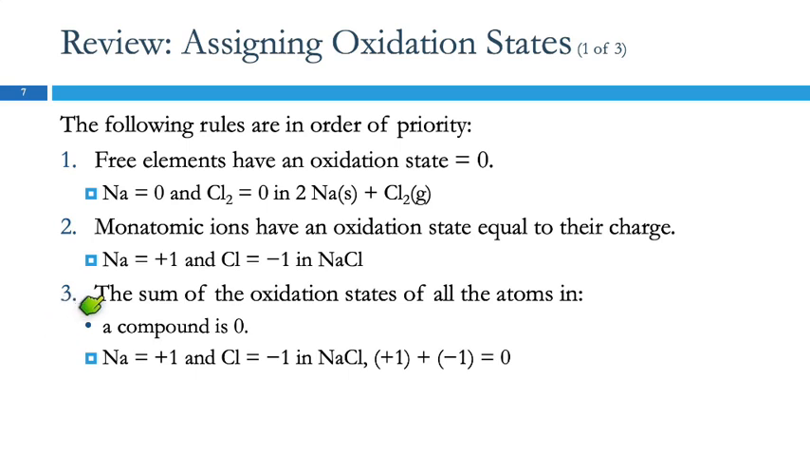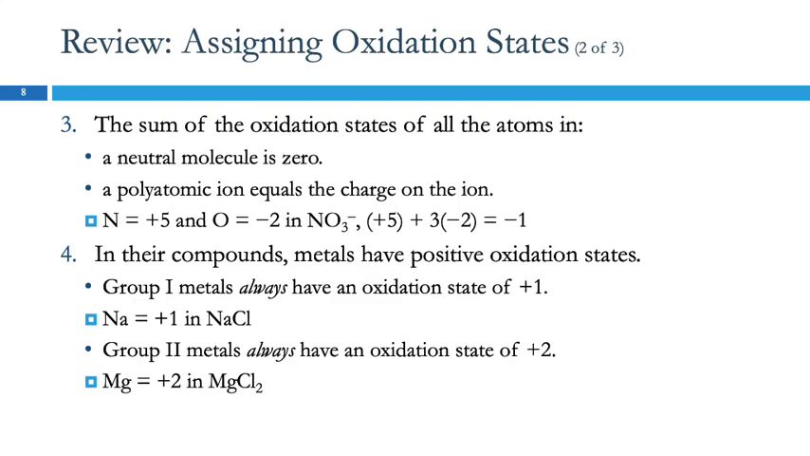The sum of the oxidation states of the atoms in a compound is 0. And this is the same as with ionic charges. You make an ionic compound formula, and the charges of the ions have to add up to 0. The oxidation states will also add up to 0. If we're looking at a neutral molecule, like sugar or water, H2O, the oxidation states also add up to 0. There's no charge on that.